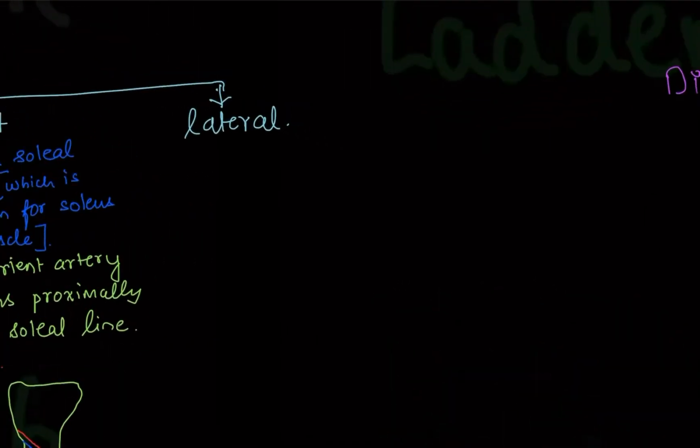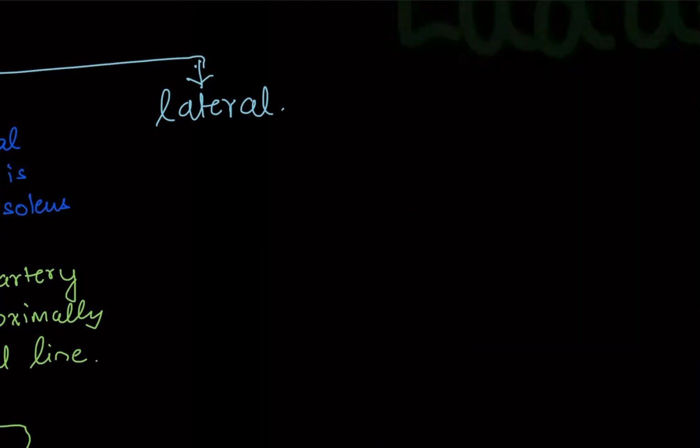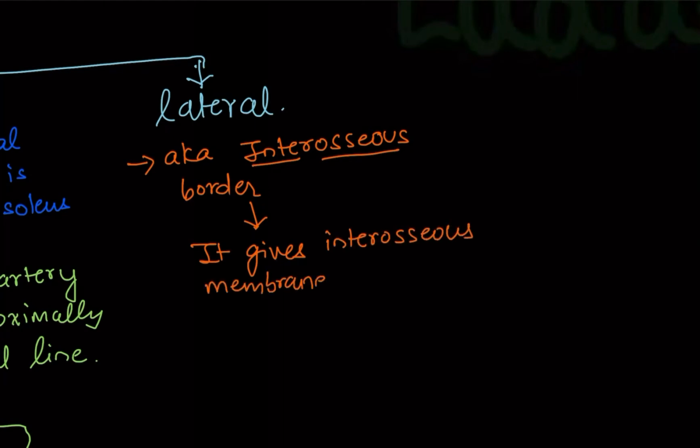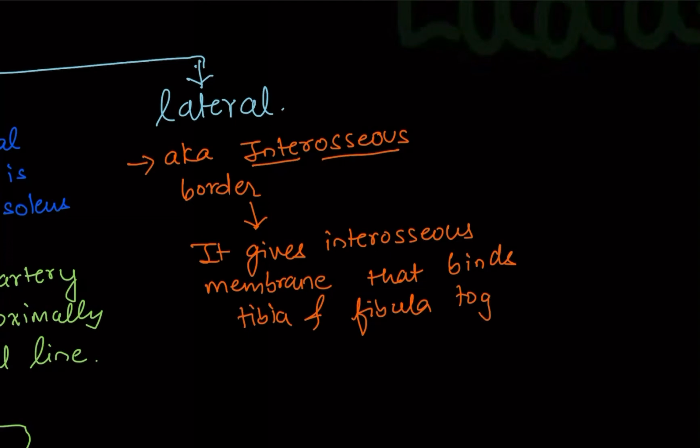The lateral surface of the shaft is also known as the interosseous border. What is it known as? Interosseous border. Inter means between, osseous means bone. Therefore, what will it give? It will give the interosseous membrane. So write down, it gives the interosseous membrane that binds tibia and fibula together. Like in our hand, we have an interosseous membrane between the radius and ulna. Similarly, we have it for the tibia and fibula.